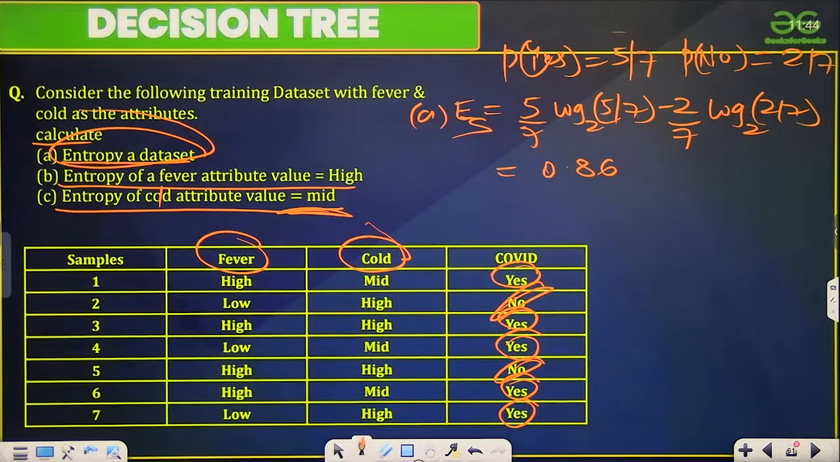Yes, Vishal, correct. 0.864 is the exact answer. Yes, Uddhav is also correct.